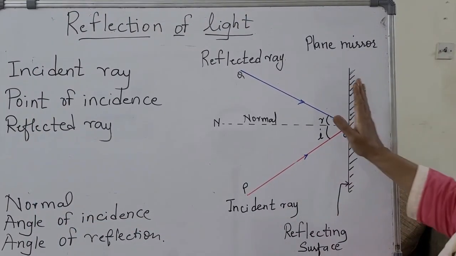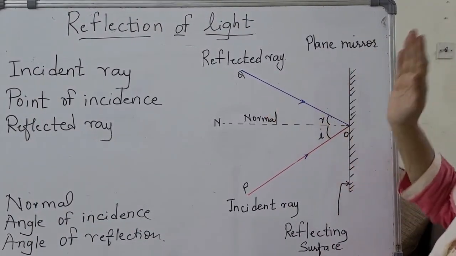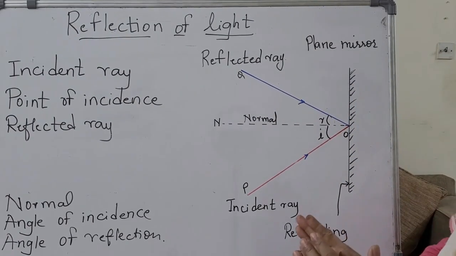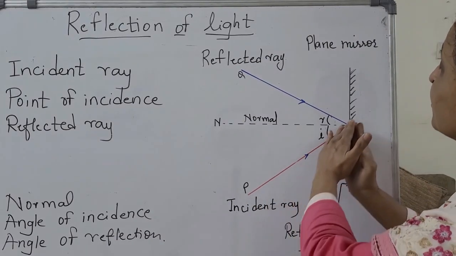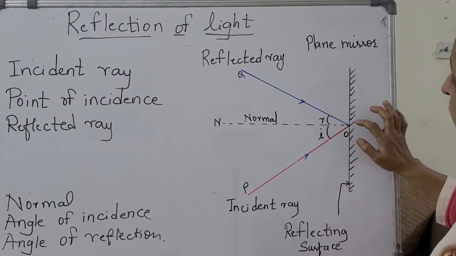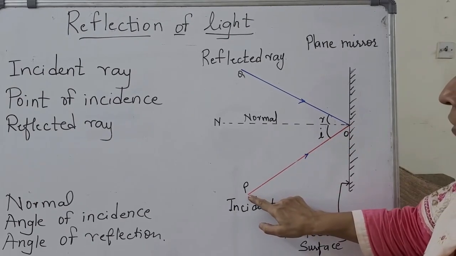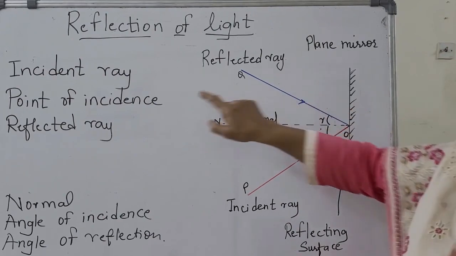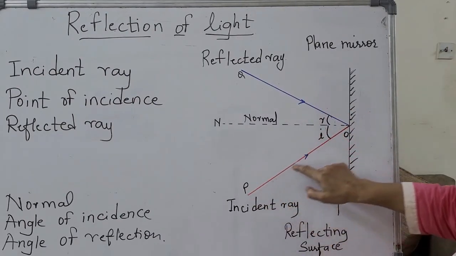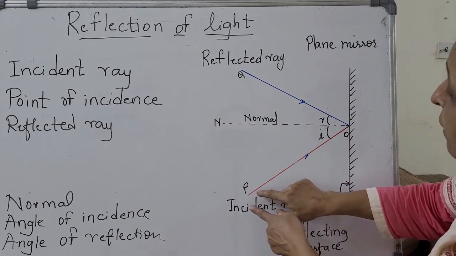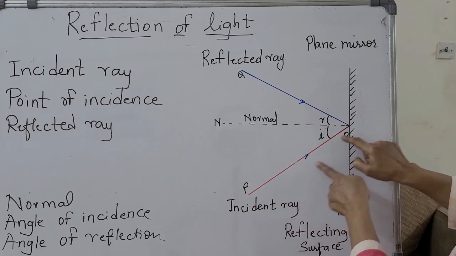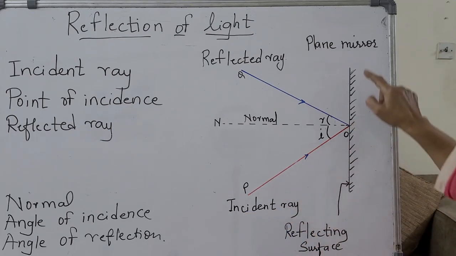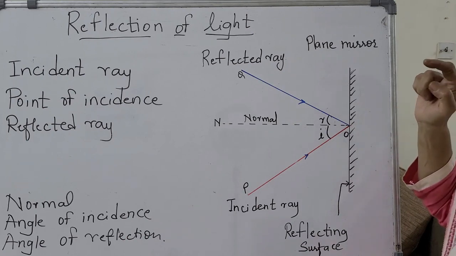Now this is the reflecting surface of the plane mirror, and this is the non-reflecting surface of the plane mirror. So what happens? A ray strikes the reflecting surface. Now this is the ray PO. It travels from P to O. This is the point of incidence, and this is the incident ray. This ray is known as incident ray. It strikes the mirror at a point O.